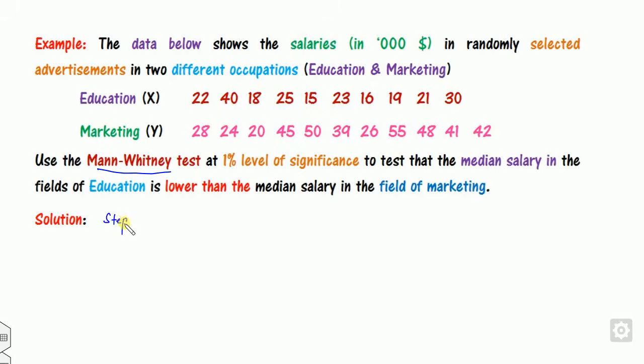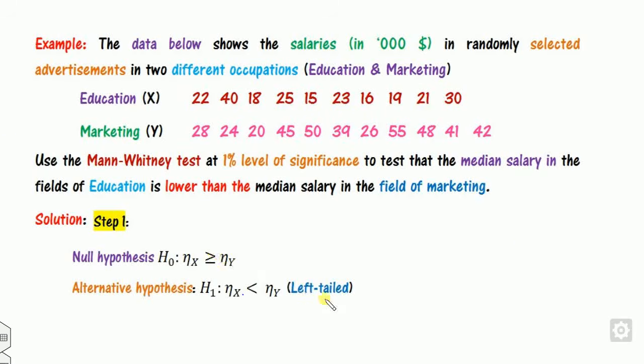So we will define quickly for step 1. What is H0? H1? Look at that. The median salary of the education, that is X, median salary of the X is lower than median salary of Y. Since there is no equality, this is my H1, and the opposite of this is H0. So this is my one tail.